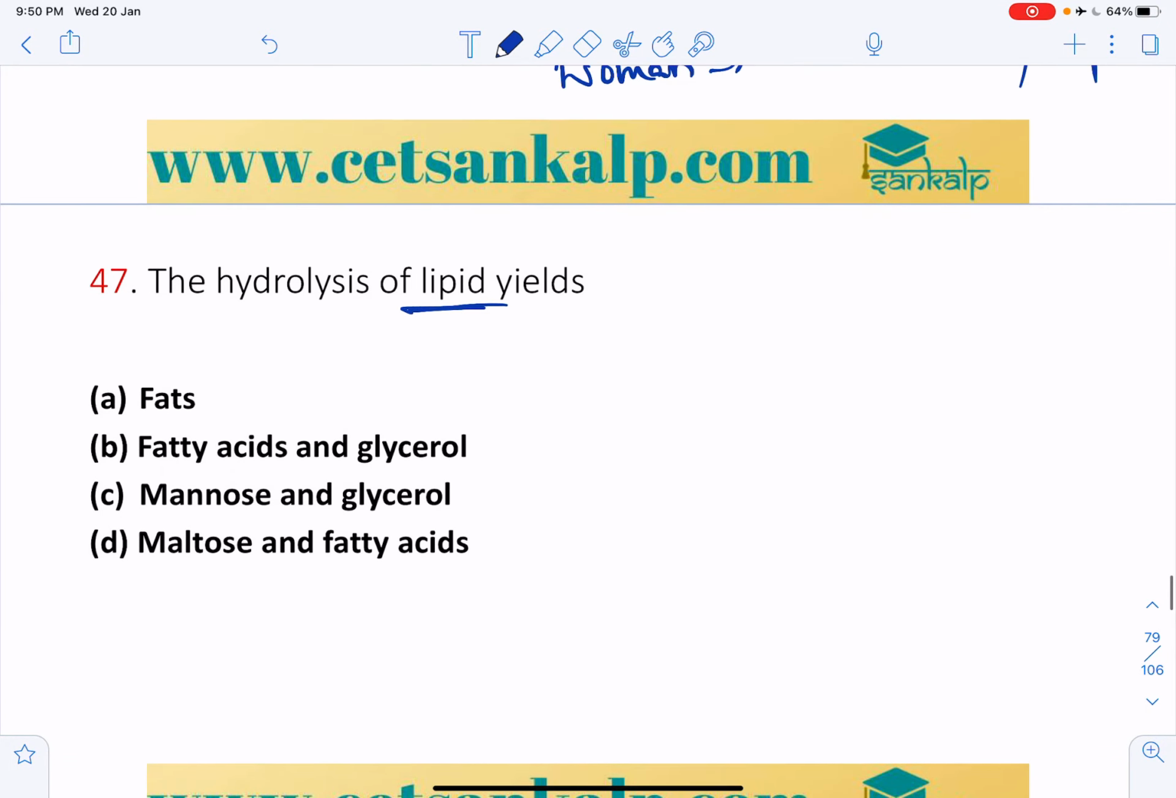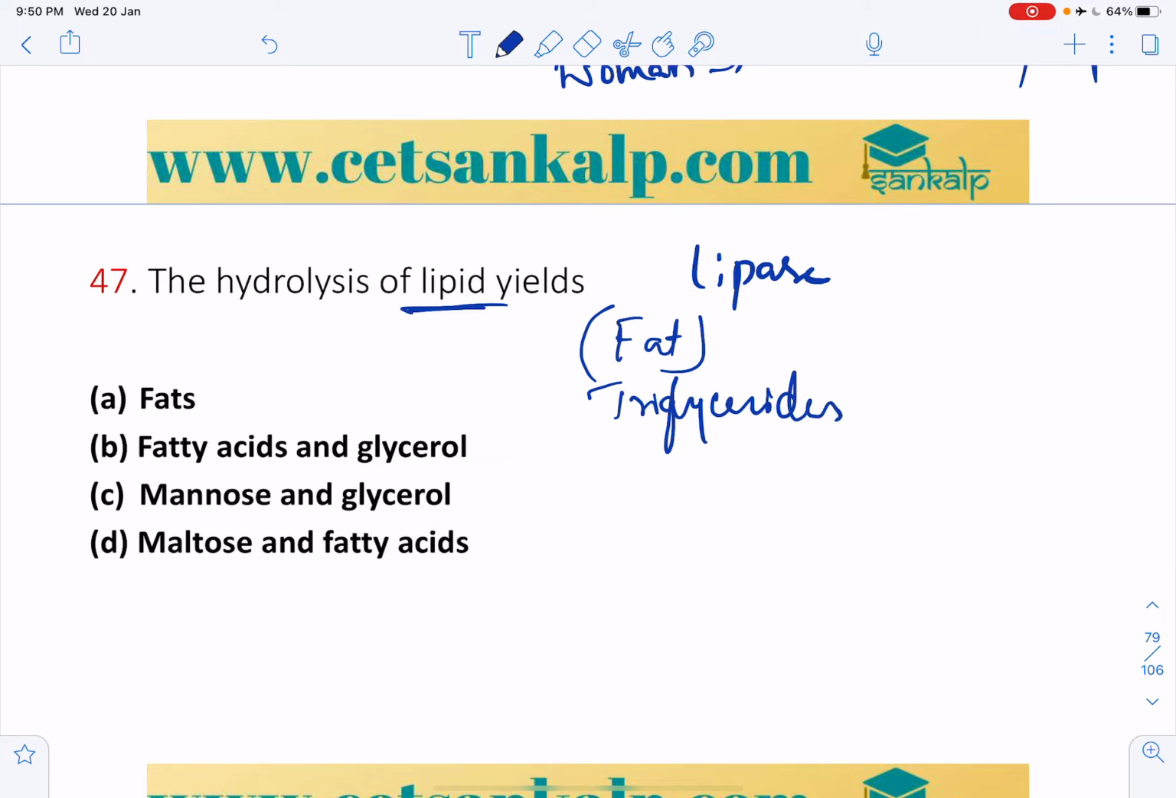Next, hydrolysis of lipids in the presence of lipase, what happens? Lipase acts on the triglycerides, fat, most commonly in the form of triglycerides, and finally glycerol and fatty acids are produced. That is what you have to keep in mind. So the answer is B. Fatty acids are absorbed mainly in the form of chylomicron. First they are converted into micelles, and then into chylomicrons.